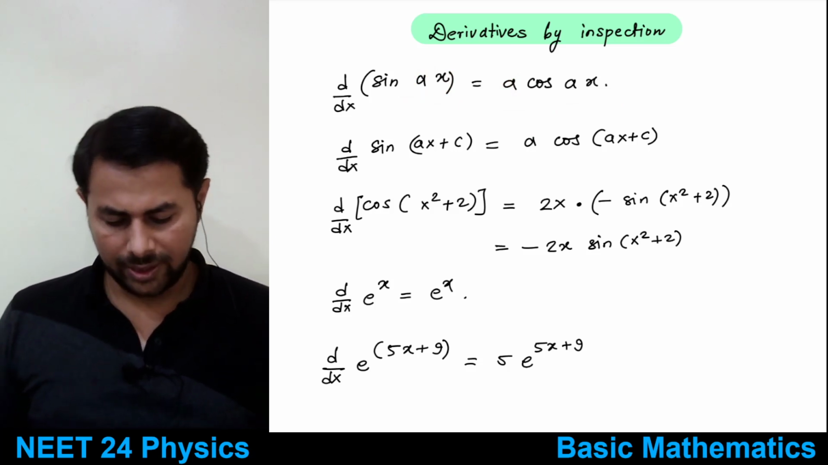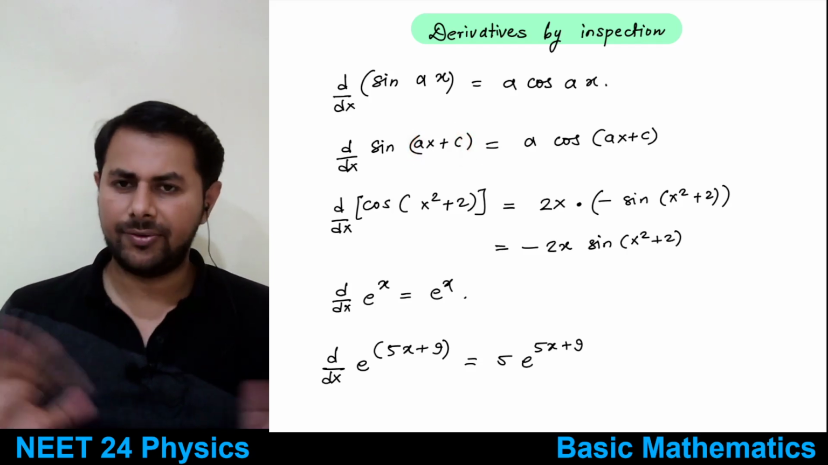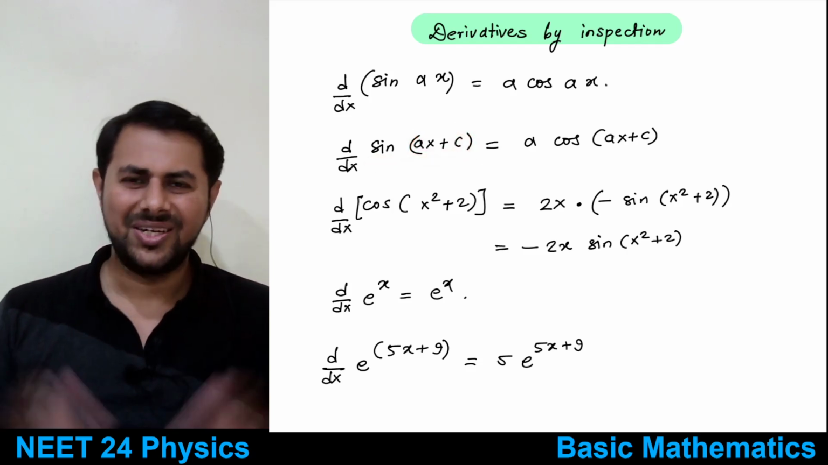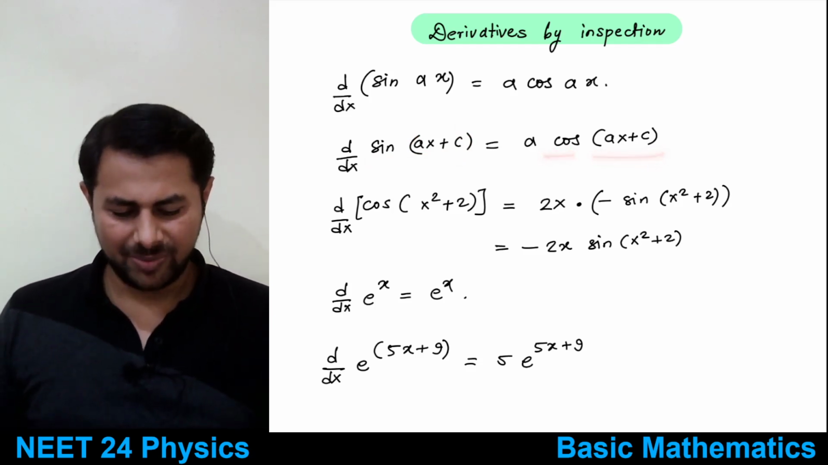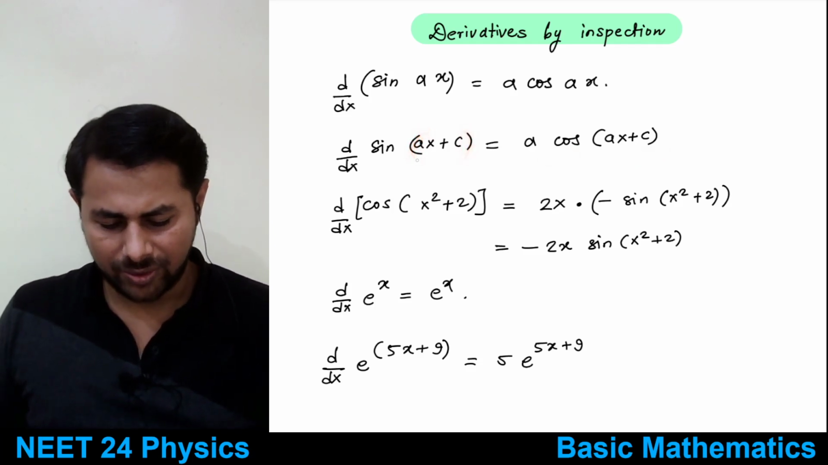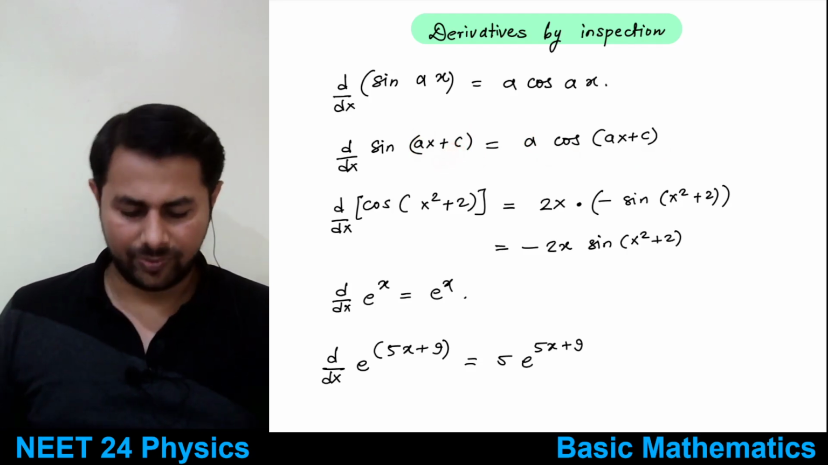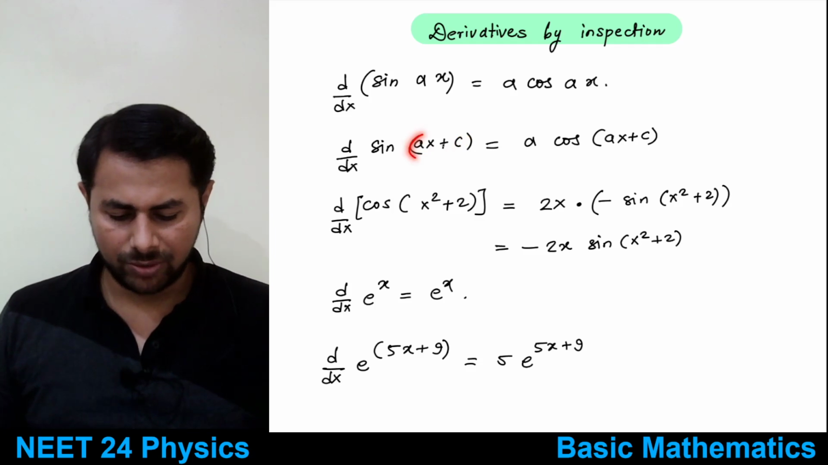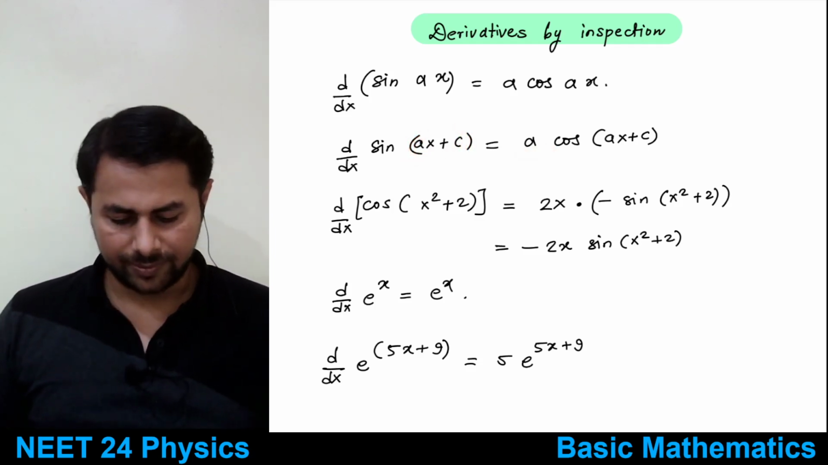Right. Similarly, you have sine of ax plus c. You want to find out its derivative. So this is the bracket. Sine of this bracket, its derivative is cos of the bracket, multiplied by derivative of the bracket. So derivative of the bracket is just A, because derivative of a constant is equal to 0. Derivative of ax is a, derivative of constant is 0. So derivative of the bracket is equal to a. Okay, very simple.